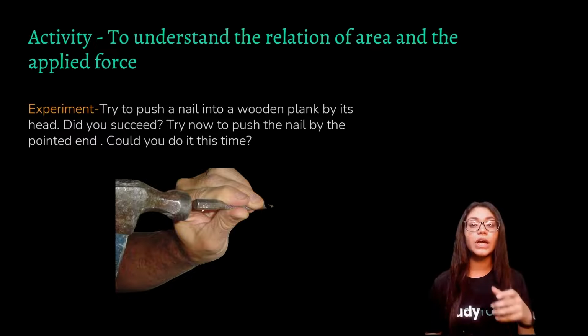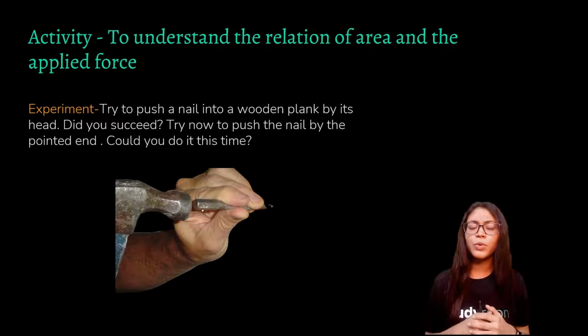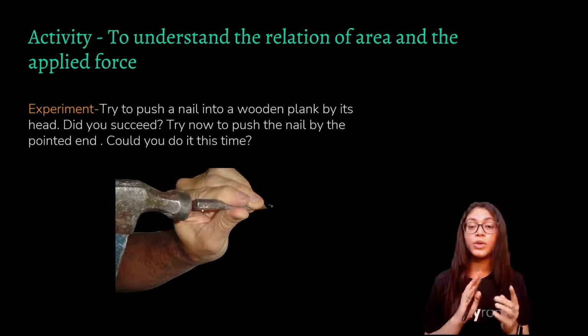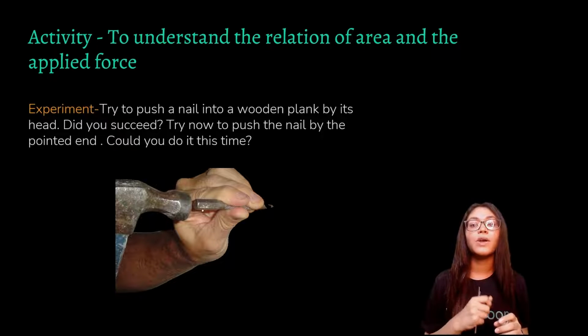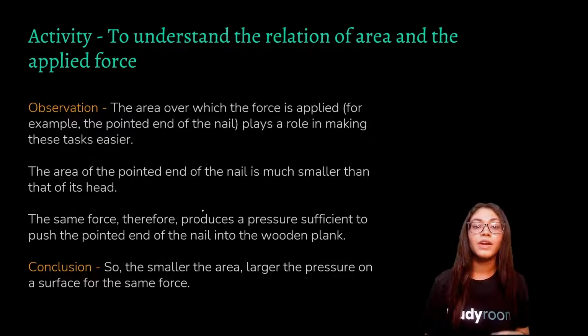What do you do? You take a nail and try to push it in the wooden plank by its head. Will you be able to do that easily? Of course, no. Now you do one thing, you rotate the nail and try to push it with its pointed end. Now you'll observe that the nail gets inserted in the wooden plank easily. Now why does this happen? It happens because smaller the area, larger the pressure on a surface for the same amount of force.